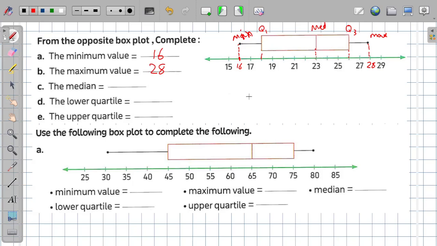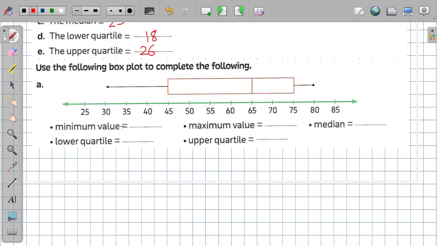The median here, I think it's 23. So I will say the median is 23. The lower quartile, or Q1, I think it's between 17 and 19, so it's 18. So I will write 18. The upper quartile, or Q3, I think it's between 25 and 27, so it's 26. So the upper quartile is 26.